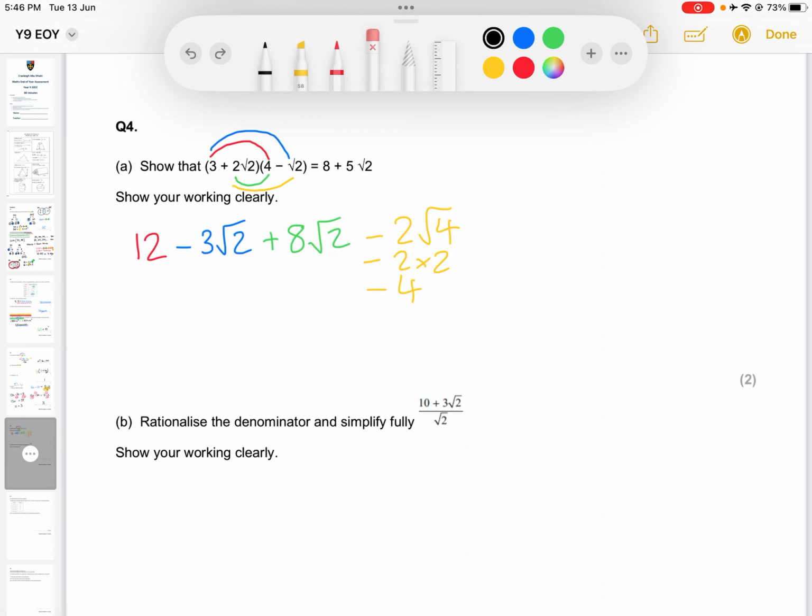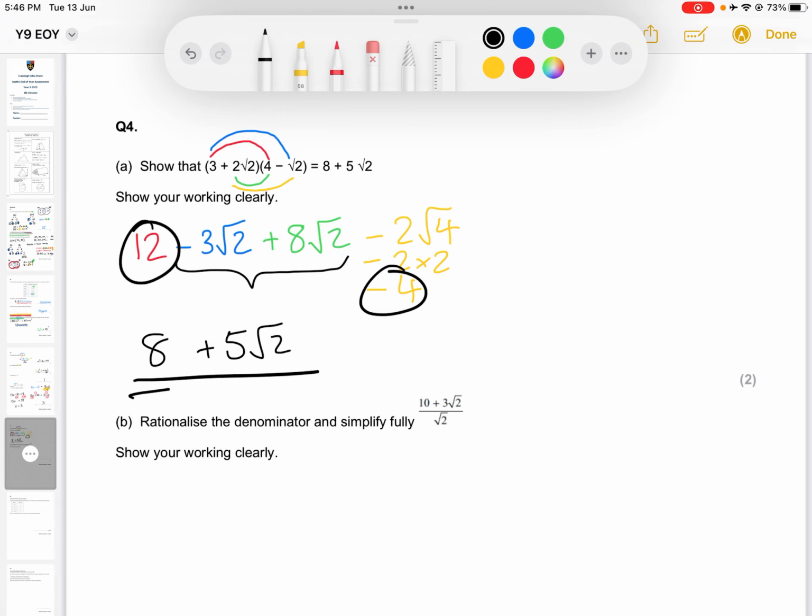So we have takeaway 4. The terms at the beginning are 12 minus 3 root 2 plus 8 root 2. And the minus 3 root 2 and the plus 8 root 2 are going to simplify to give us a plus 5 root 2. And the 12 takeaway 4 gives us an 8.